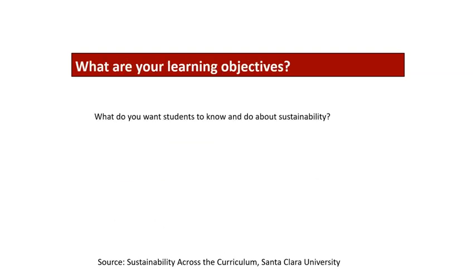The next prompt, and this is the one I found pretty difficult, was learning objectives. What do you want your students to know and do about sustainability? If you go back to Erin's slides, there are some learning outcomes that the university has come up with. That's a great place to start. Those are general across disciplines. Then you can dig in a little further and think about what you want from your class or your discipline for your specific learning objectives. But I found it helpful to start with the ones that the university had.